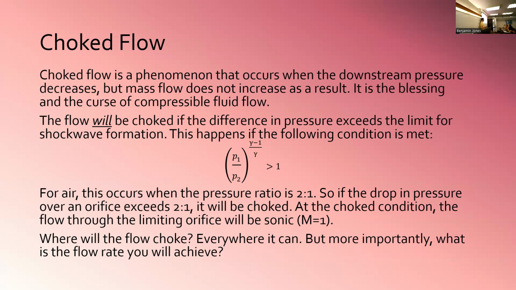Your flow, unless you have a perfect isentropic expansion, such as the case in an engine, will not accelerate past Mach 1. And for that reason, you essentially hit a roadblock. You can't shove any more mass through there, no matter how much you decrease the downstream pressure, because it's sonic at that condition. And where will it choke? Everywhere. But let's figure out how to determine the flow rate through that orifice or whatever fitting you have.